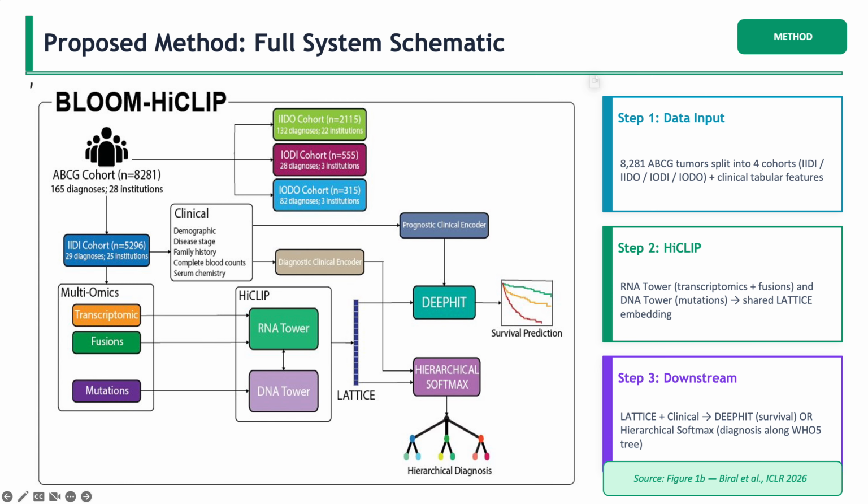For hierarchical diagnosis, the same lattice embedding is combined with the diagnostic clinical encoder output. Note these are two separate clinical encoders because the relevant clinical features differ between the two tasks. This feeds into the hierarchical softmax model at the bottom right, which produces a prediction along with the WHO5 tree. The color tree at the very bottom represents the hierarchical prediction. Each node is a branching decision, and the model can stop early at any level if it is not confident enough about the subtype. That's the whole pipeline end to end in one figure.